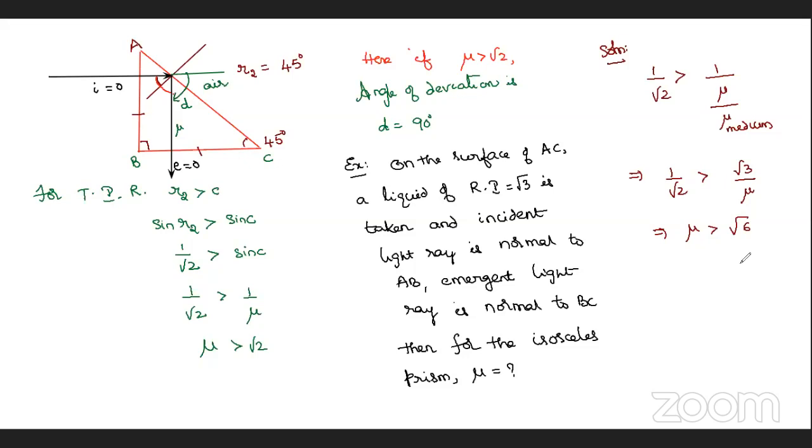So mu is greater than √6. Okay, now the answer Charitesh gave is correct: mu is greater than √6. Based on this concept, what he asked previously, on this model, isosceles rectangle.